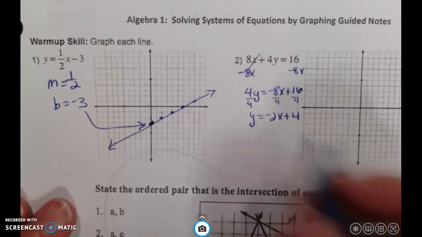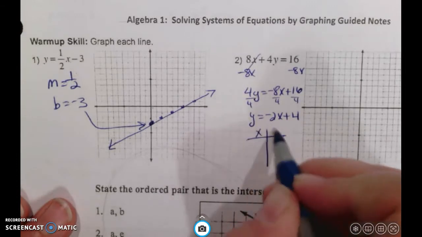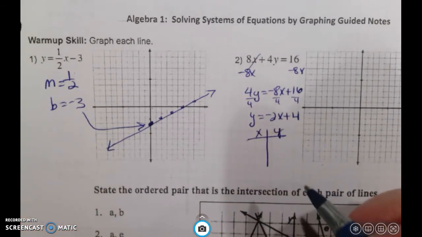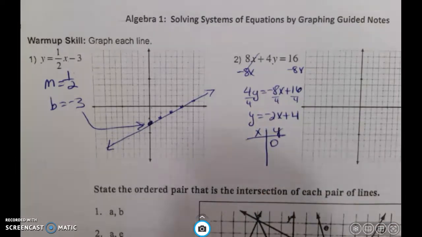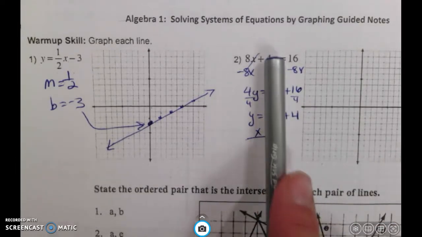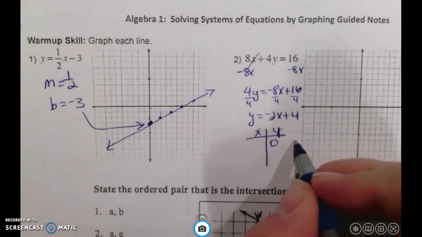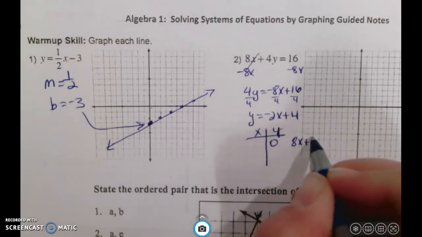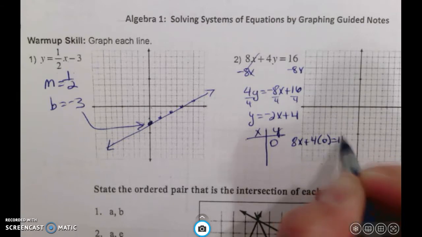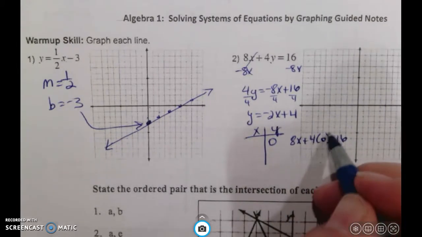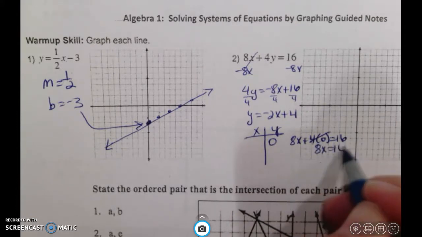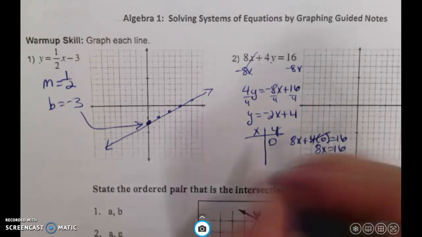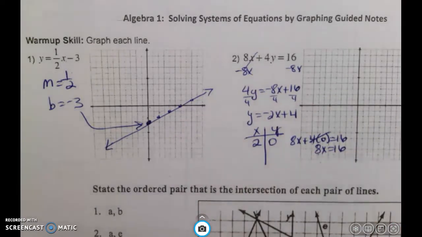Another method when you have an equation in standard form is to make a quick little table of values. Two easy points to get are your x and y intercepts. I know the x-intercept is when y is 0. So if I substitute 0 in for y into the equation, I would have 8x plus 4 times 0 equals 16. Anything times 0 is 0, and anything plus 0 is itself. So you really just have 8x equals 16, and 8 times 2 is 16. So therefore my x-intercept is 2.